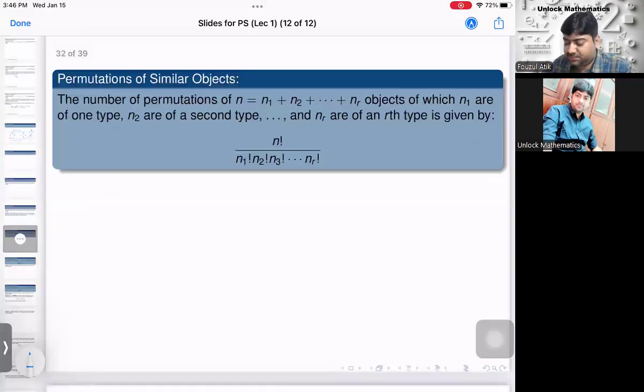Now, permutations of similar objects. Suppose I want to ask you how many different permutations there are of the letters A, B, and A.